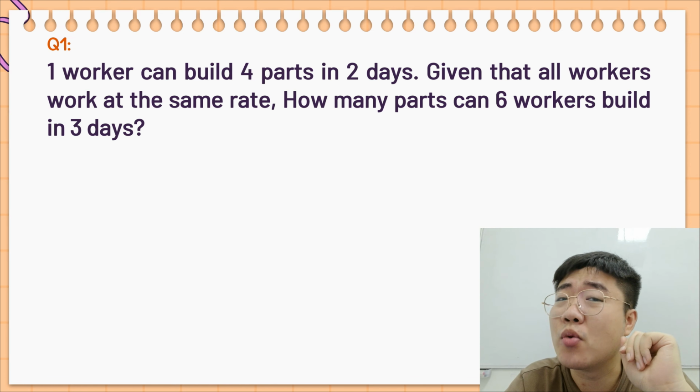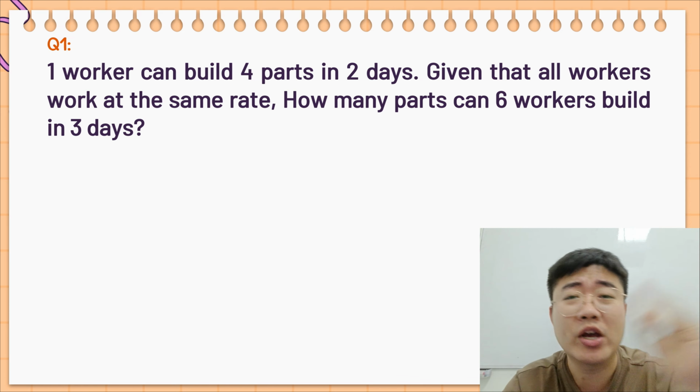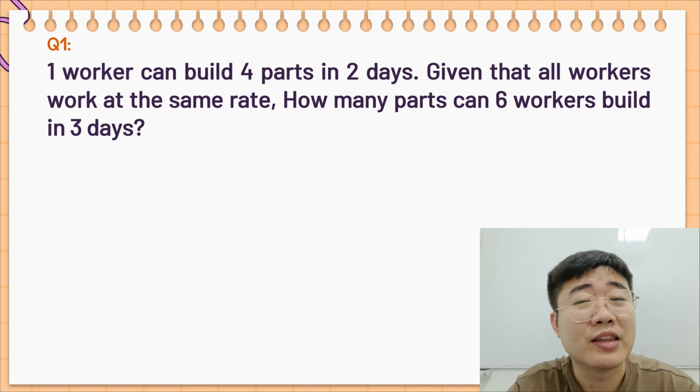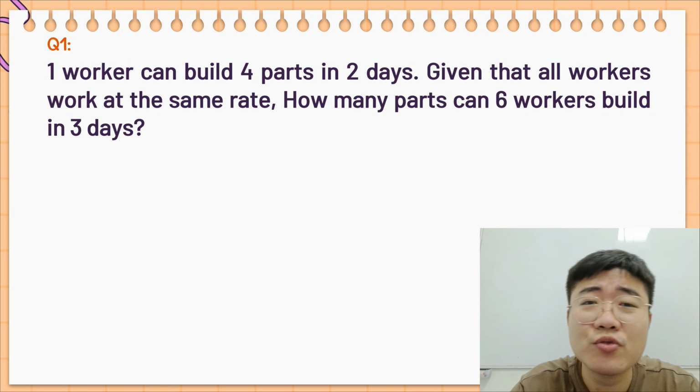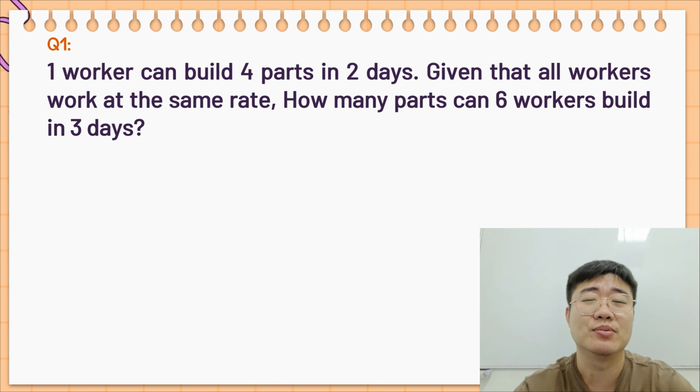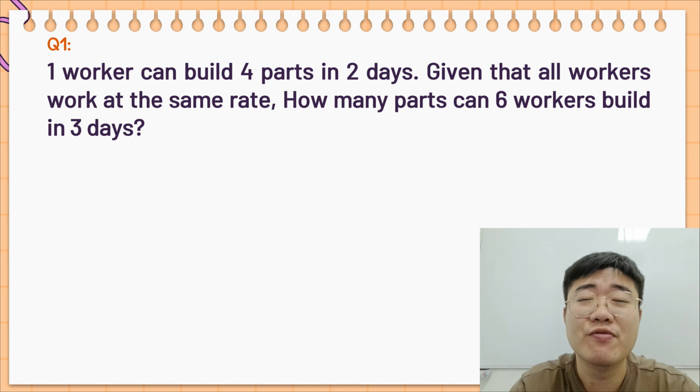In this question here, we are given 3 different things. We got the workers, who is doing the work. Then we got the time, the number of days here, the time needed to finish the work. And of course, we have the work done by the workers themselves. So the number of parts they can finish.